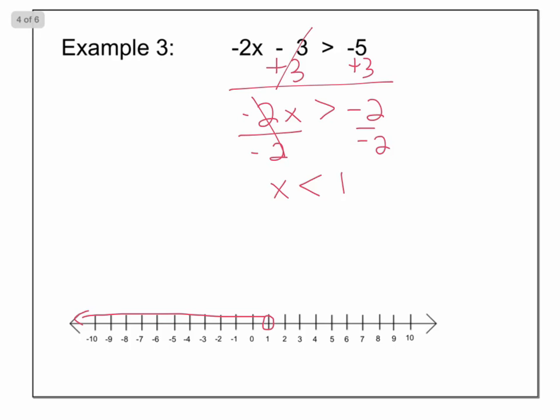And I'm going to quickly check a solution. In that solution set, I'm going to try negative 2, which means I'll substitute negative 2 in place of x. So negative 2 times negative 2 minus 3, and I'm hoping that will be greater than negative 5. Okay, negative 2 times negative 2 is positive 4, and positive 4 minus 3 is 1. 1 is in fact greater than negative 5, so I know my solution set works.